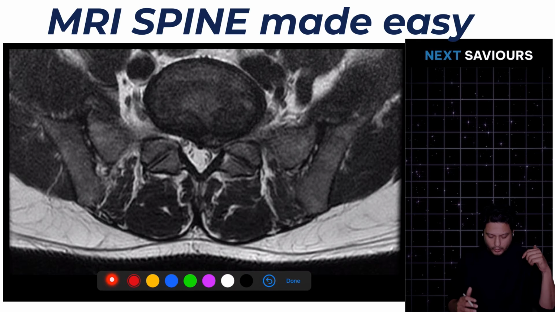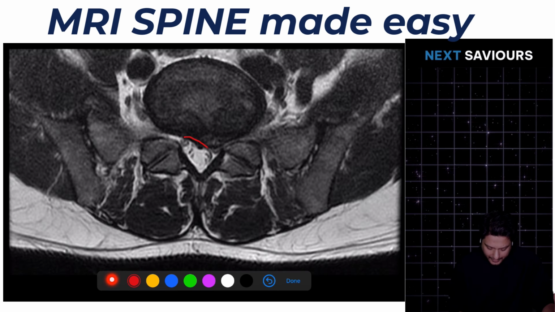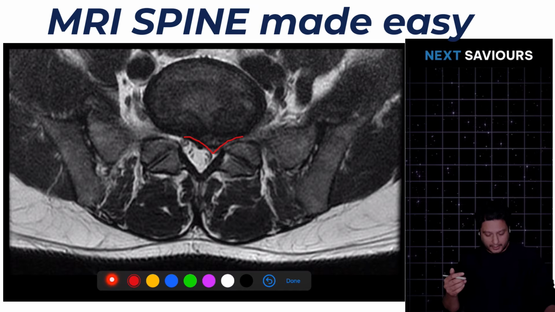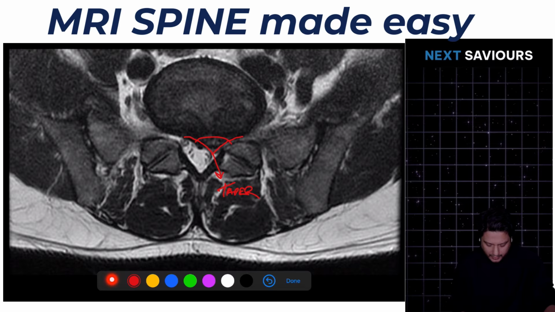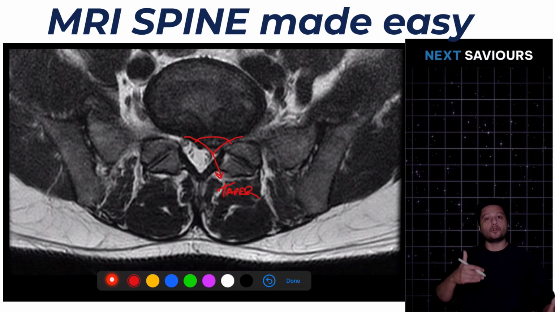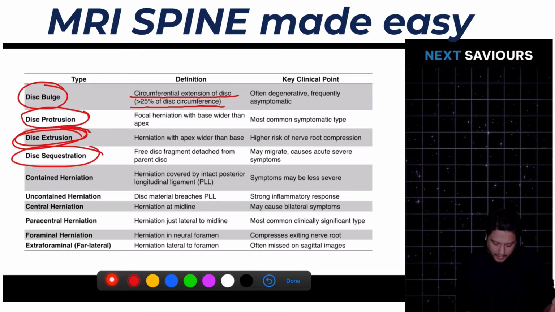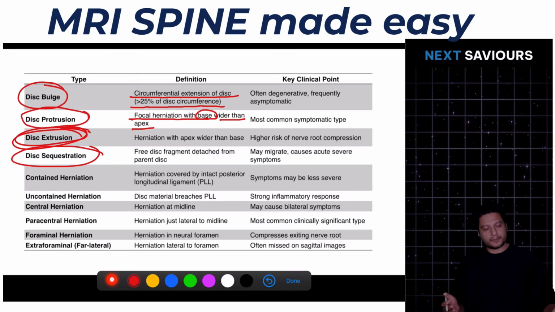Second, if you look at this MRI image, now here if you look at the apex of the disc which has moved out, the apex of the disc which has herniated is tapered in comparison to the base, which is relatively wider. So this is how protrusion of the disc is identified. If you look at the definition, it is focal herniation with a base wider than the apex.